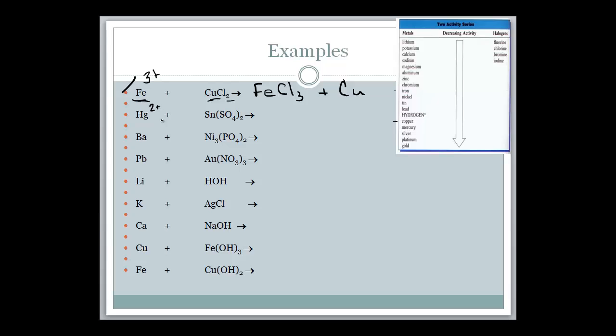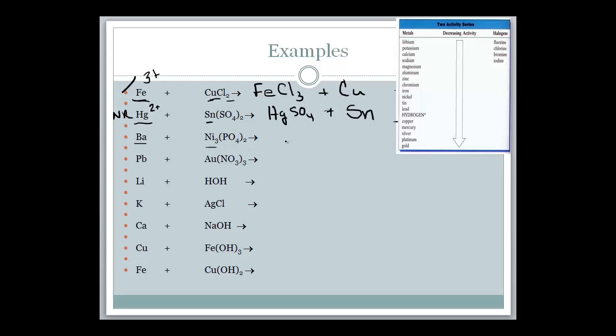Let's assume mercury here is 2 plus. So we would have mercury or mercuric sulfate and tin. Now again, I'm not going to bother balancing these. However, the formulas are right, so you want to double check that you know how to write these formulas. Is mercury higher than tin on the activity series? Mercury is there, tin is up there, so mercury is below, so that one would be no reaction. Let's take a look at the next one.